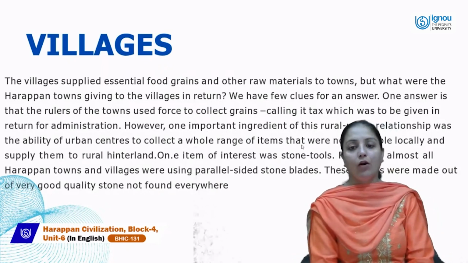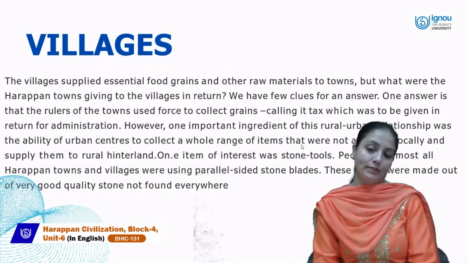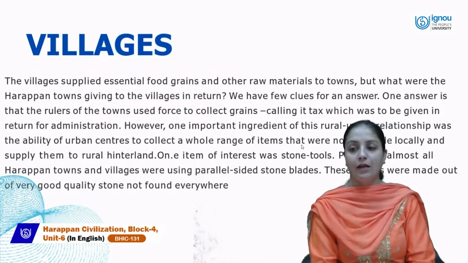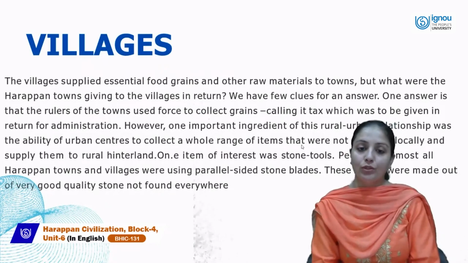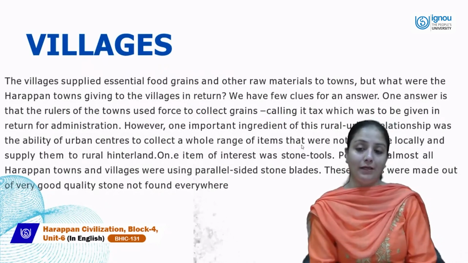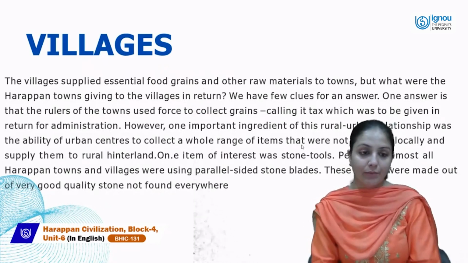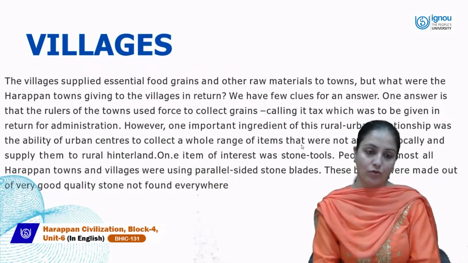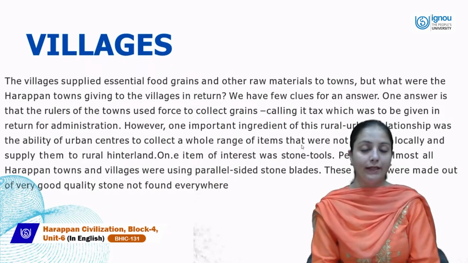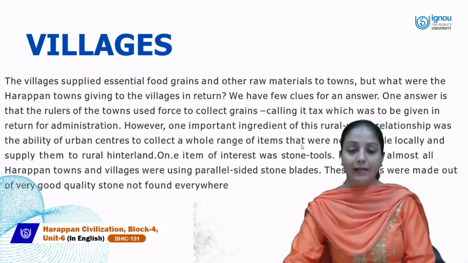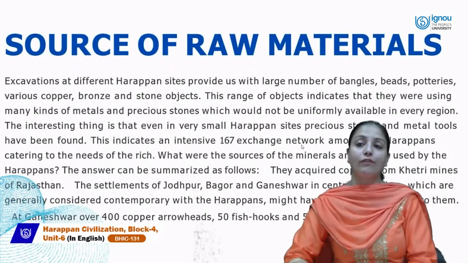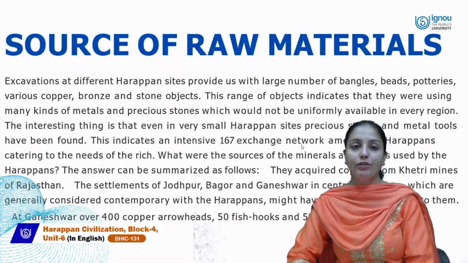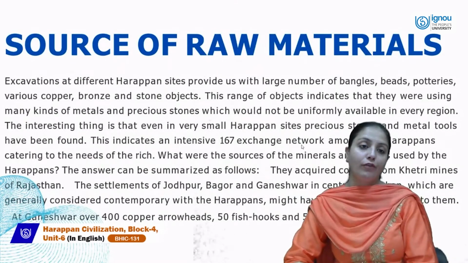One of them of interest was stone tools. A very interesting thing: people in almost all Harappan towns and villages were using parallel-sided stone blades. These blades were made out of very good quality stone, not found everywhere. That is the very precious thing about the tool making. Source of raw material: how they found the raw material, and from where.